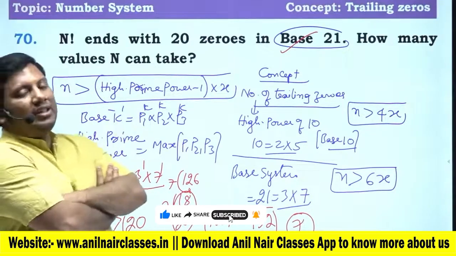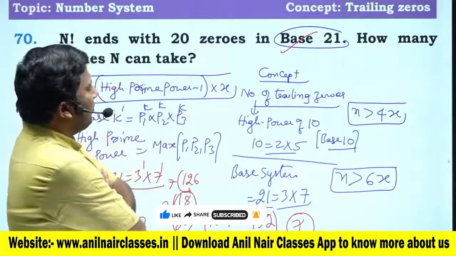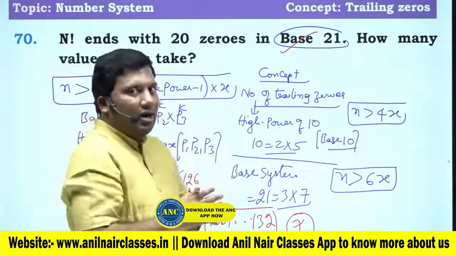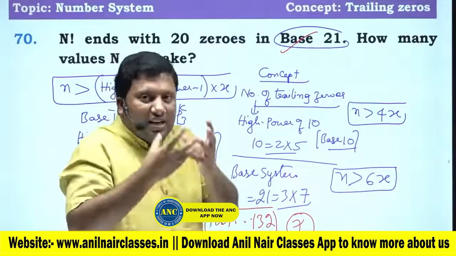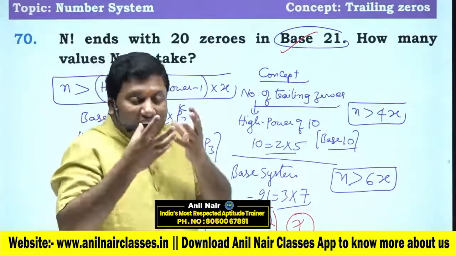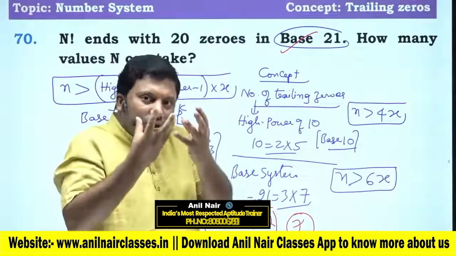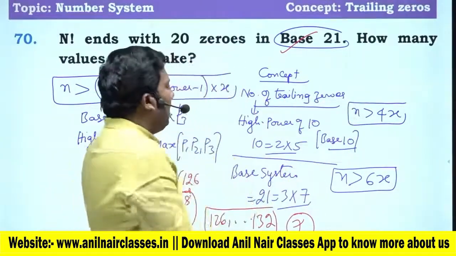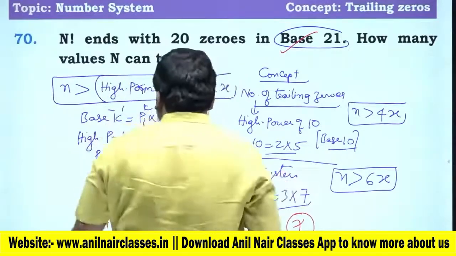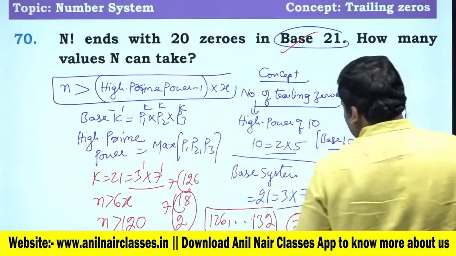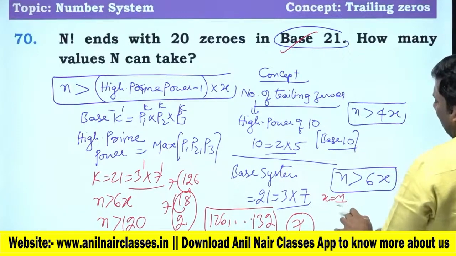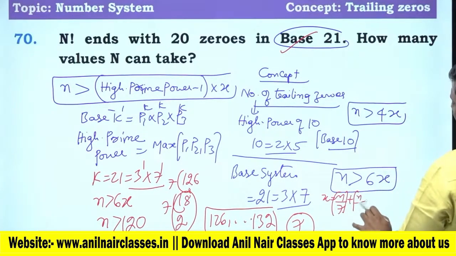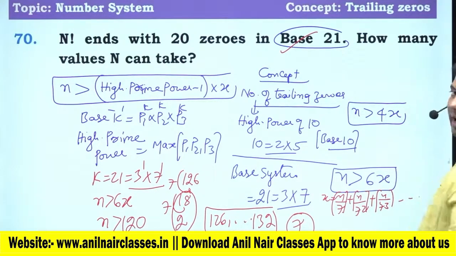Can I correlate the question in base system 10 to base system 21? In base system 10, the number of trailing zeros is given by the highest power of 10. 10 is 2 into 5. So based on 5, I got the relationship 4x. In 21, it is 3 into 7. How did you get n greater than 6x? x is equivalent to n by 7 plus n by 7 square, n by 7 cube, and so on. So x is less than n by 7, same thing.